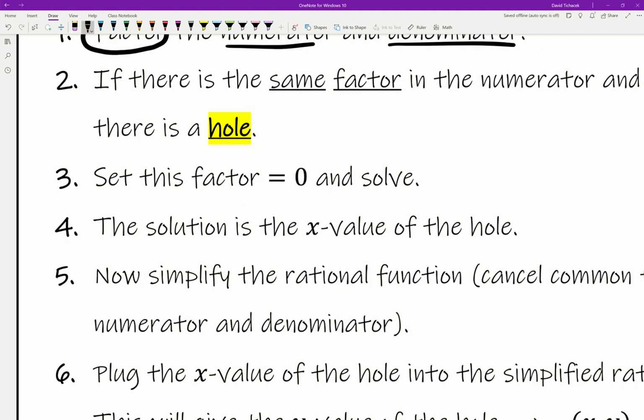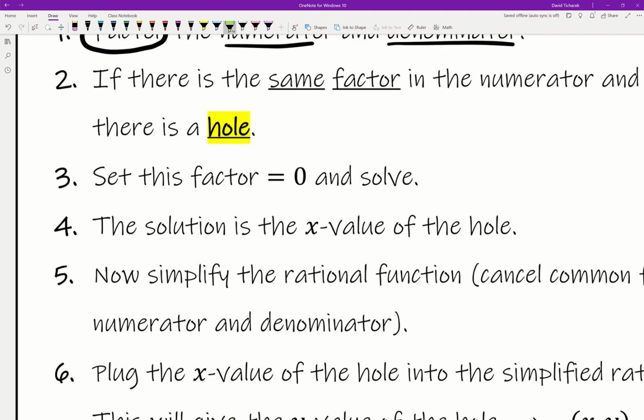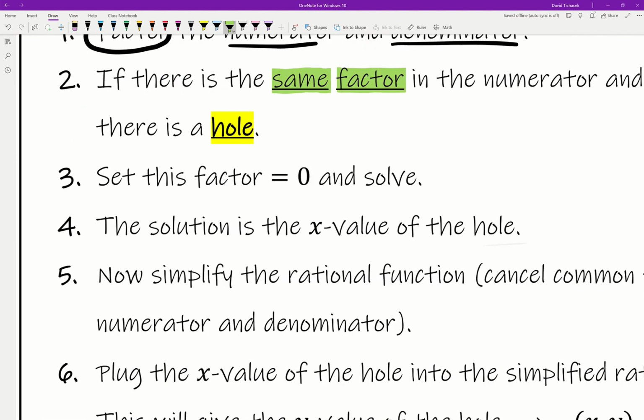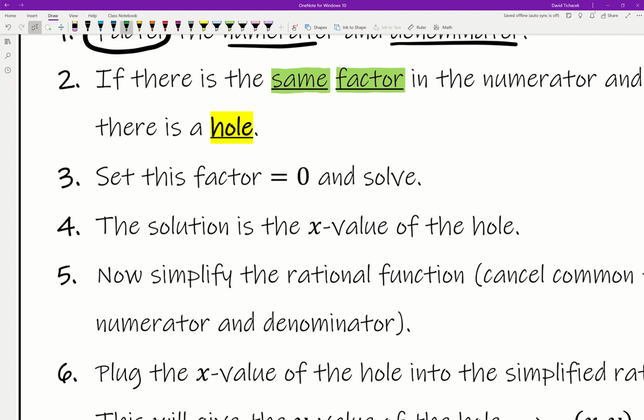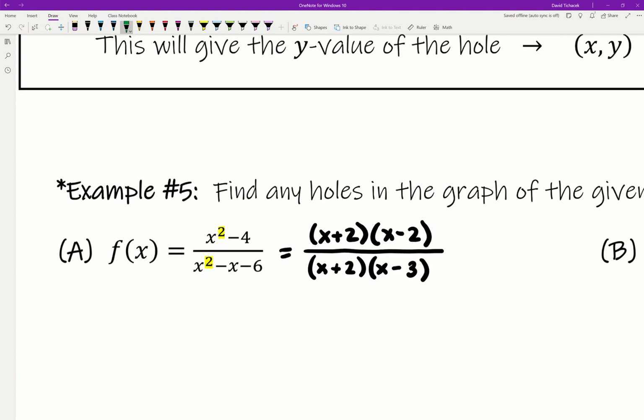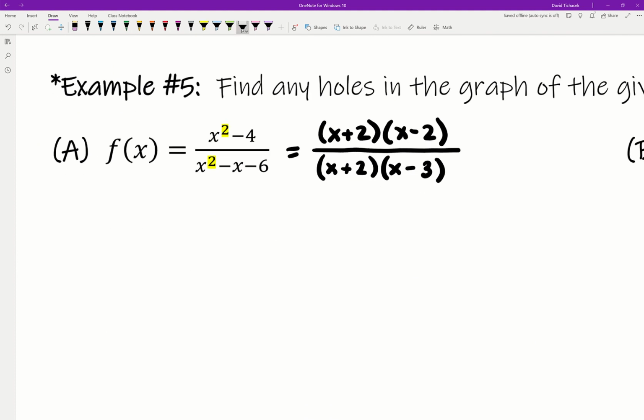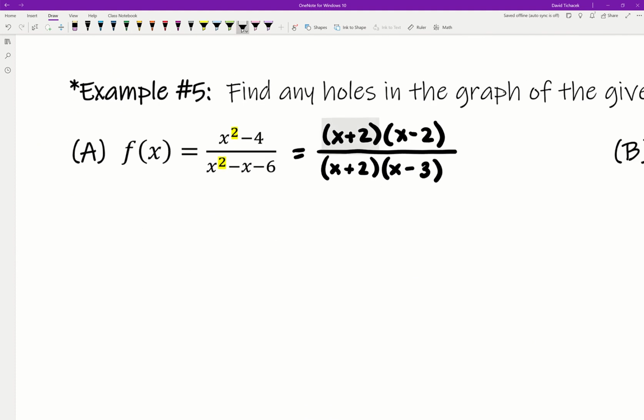If we come back up here to step 2, it says if there is the same factor in the numerator and denominator, then there is a hole, okay? And so if they do have the same factor in the numerator and denominator, that would be something that could cancel out for us, and then we could continue. And so if we look at our example down here, we definitely see that, right? We have x plus 2 over x plus 2. All right, and so what that means is that those factors would simply cancel for us, and we can go ahead and write a more simple version of the function here, and that would be x minus 2 over x minus 3.